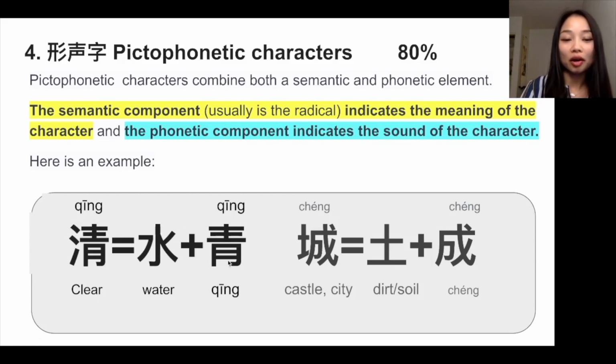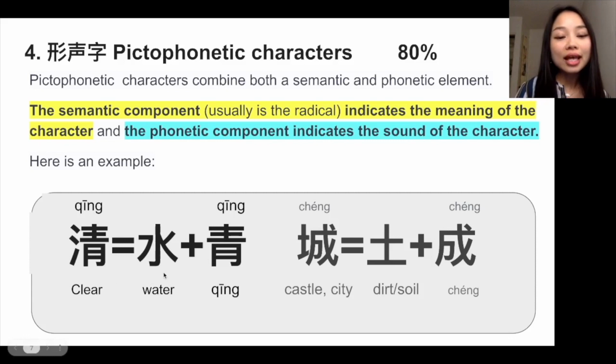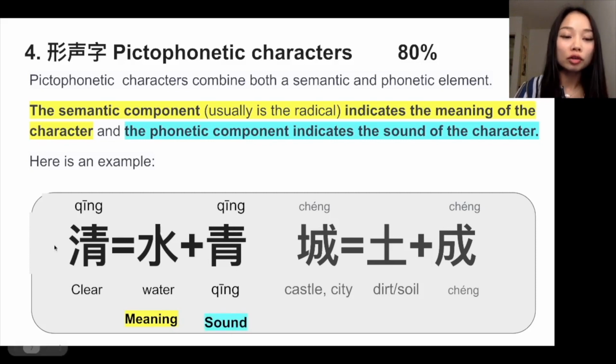So it has 2 parts, okay? It has 3 dots right here. That is the water radical to represent the meaning, something to do with water. This character pronounced as qing provides the sound. So this whole character is pronounced as qing, okay? Together, this character has something to do with water and is pronounced as qing, so the pronunciation is qing.